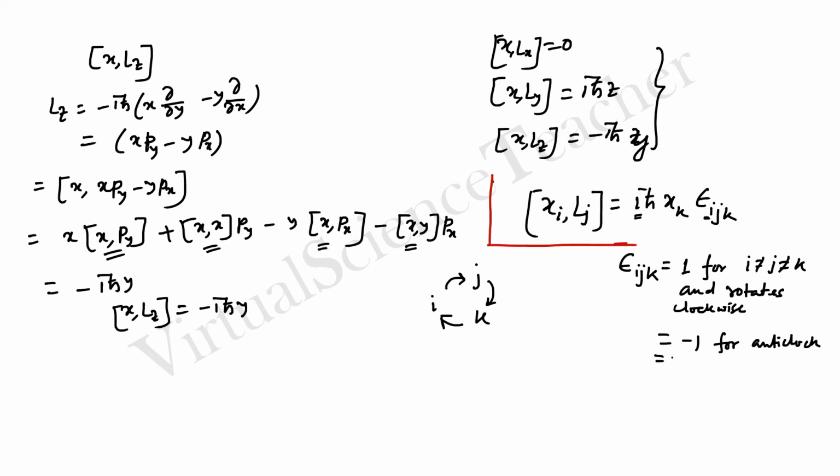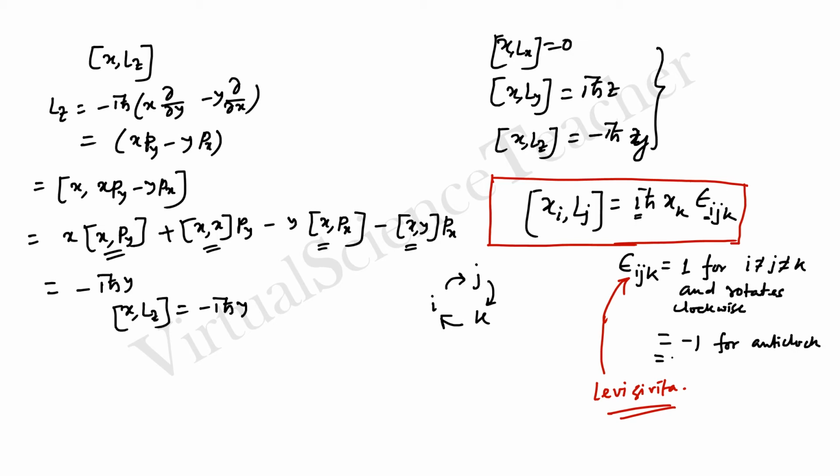Okay, so this is the general equation, and this function is called the Levi-Civita symbol. Just try to understand this term to generalize. If you can understand this epsilon ijk or Levi-Civita term, it will be easy for you to remember all the commutation relations of position and angular momentum and others also.